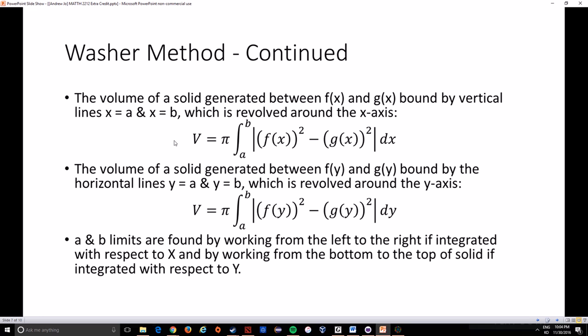The volume of a solid generated between f of y and g of y bound by the horizontal lines y equals a and y equals b, which is revolved around the y-axis, is pi times the integral of the absolute value of f of y squared minus g of y squared with respect to y with domain a to b, where the a and b limits are found by working from the left to the right if integrated with respect to x, and by working from the bottom to the top of the solid if integrated with respect to y.